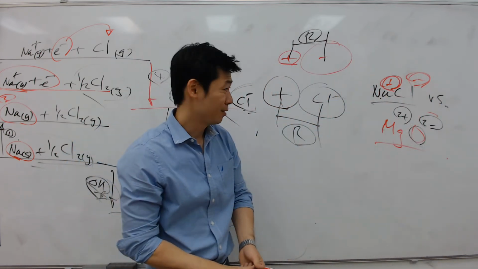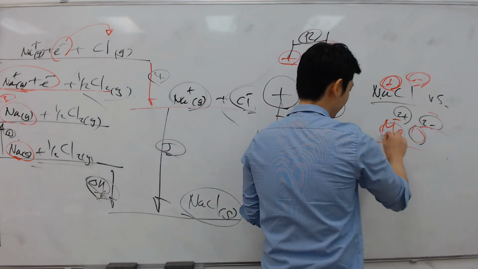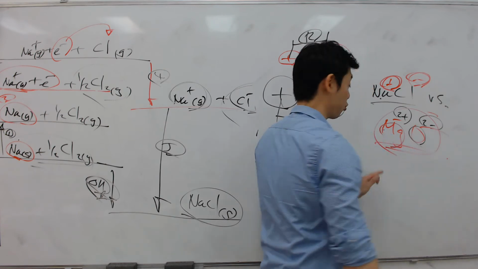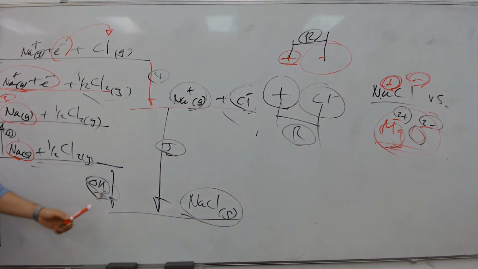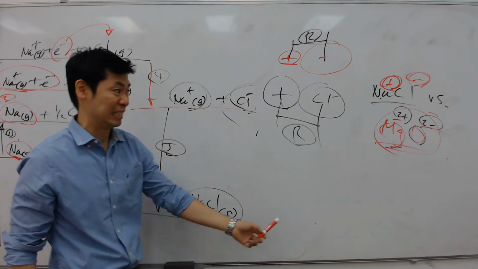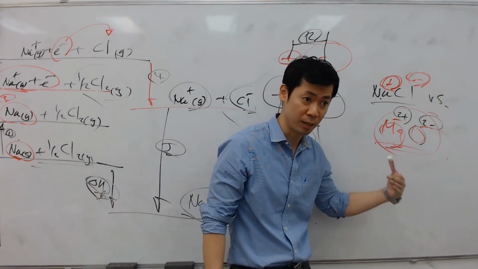So what happens, guys? Because of the Coulombic attraction, this one has 2 plus and 2 minus, and their size is about the same, right? This has what? Stronger Coulombic attraction, which results in what? Greater lattice energy, which means what? This will have a stronger ionic bonding. Okay, do you understand what I'm saying?